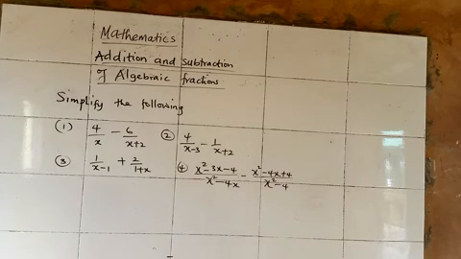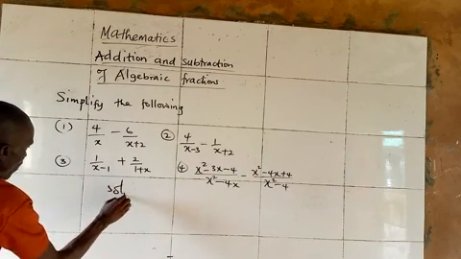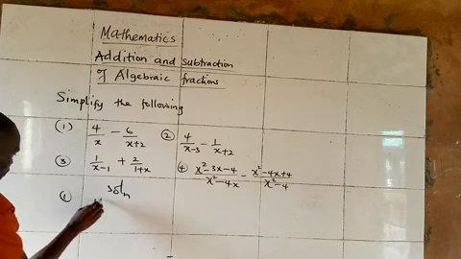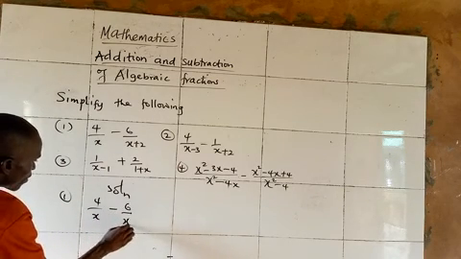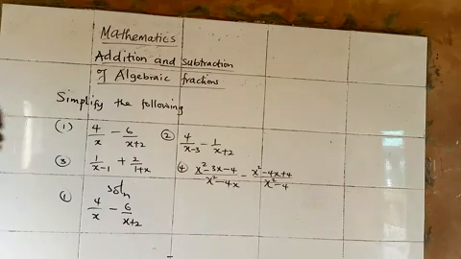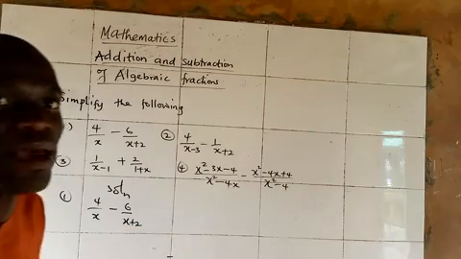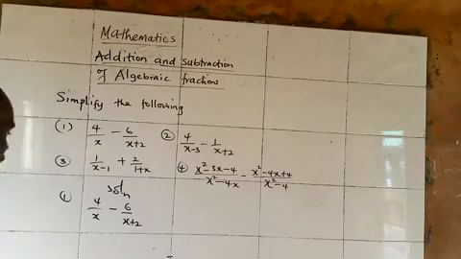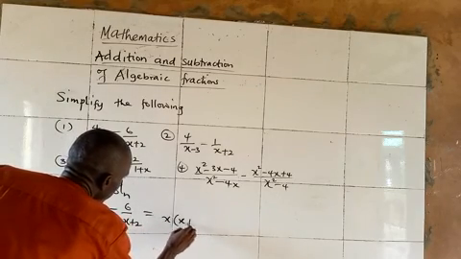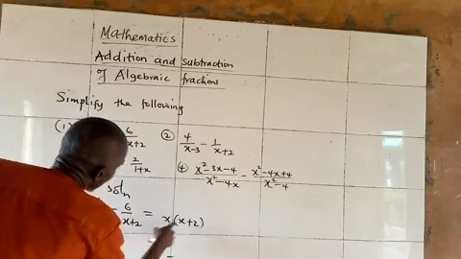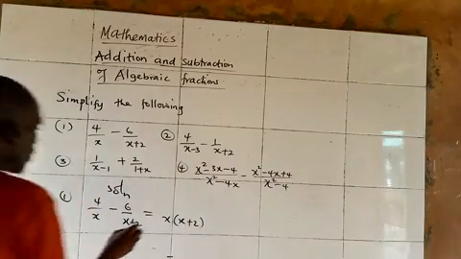Now let us solve it. We are having the first one, which is 4 over s minus 6 all over s plus 2. Now what can we do here? We need to take the LCM of the denominators. We have s open bracket s plus 2.